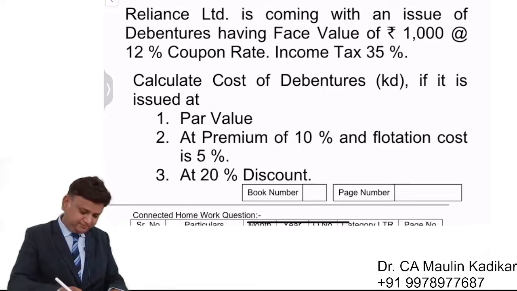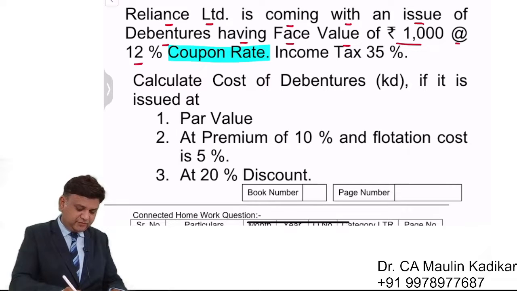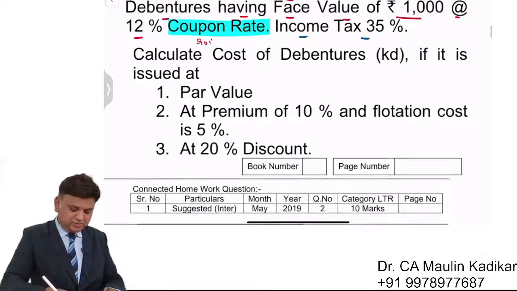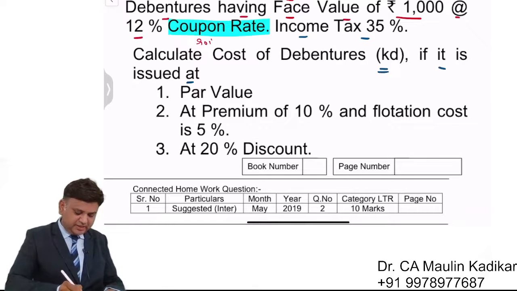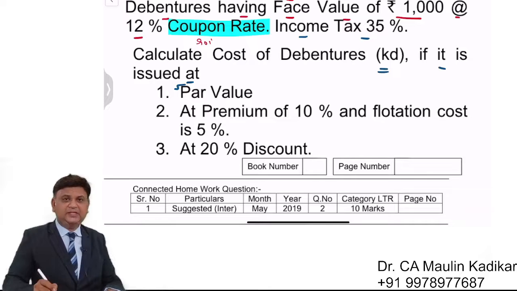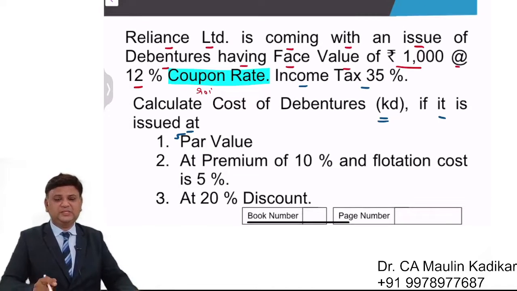Next question. Reliance Limited is coming with an issue of debentures having face value of rupees 1000 at 12% coupon rate. The term coupon rate stands for rate of interest. Income tax rate is 35%. Calculate KD, cost of debt financing, if it is issued at par value, and with that the second and the third questions are given. I request all of you to go through the question, please.